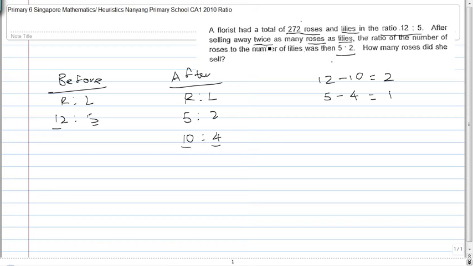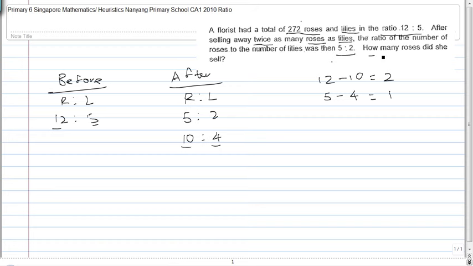Because it says after selling away twice as many roses as lilies, the ratio of the number of roses to the number of lilies was 5:2. So you can see here 12, after selling away 2 units, becomes 10. Lily has 5 units before selling away. After selling away 1 unit, it's got 4. So 2 is twice that of 1, which satisfies this condition. And 10:4 is also the same as 5:2.